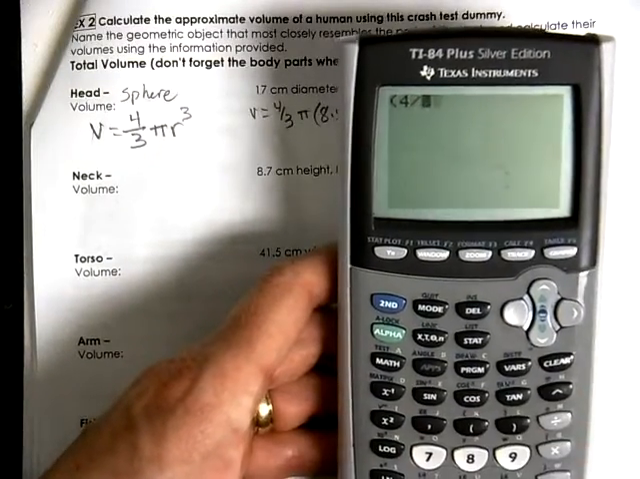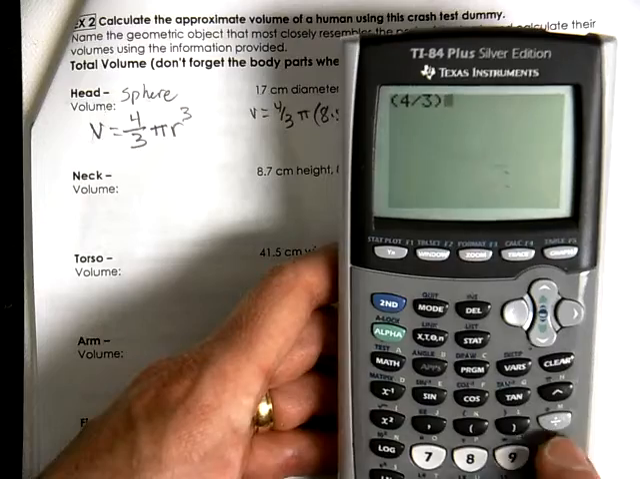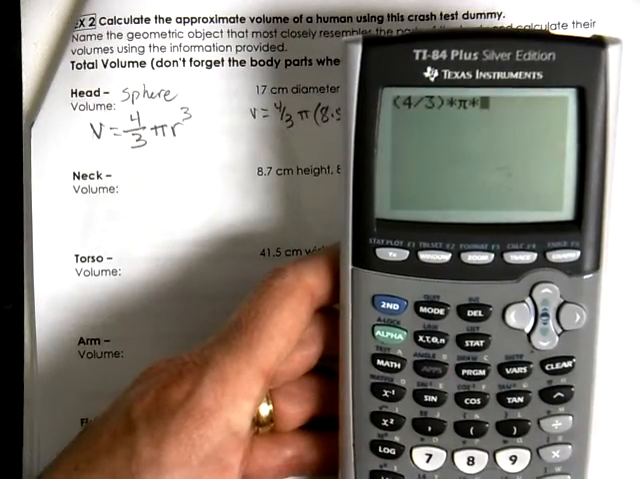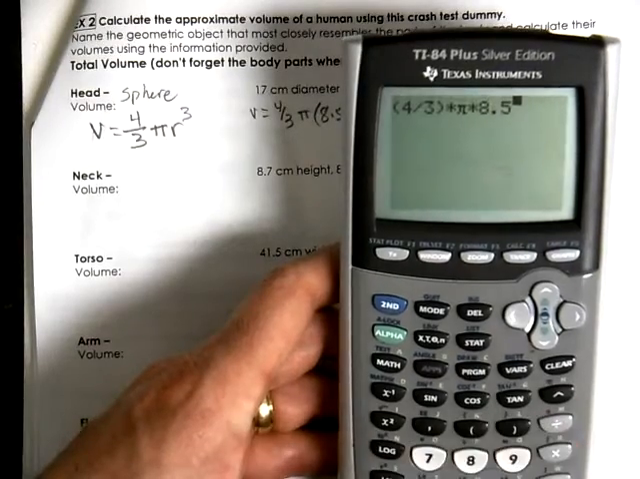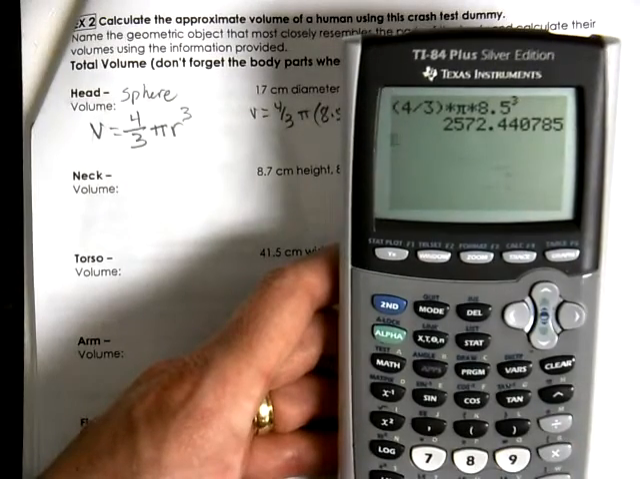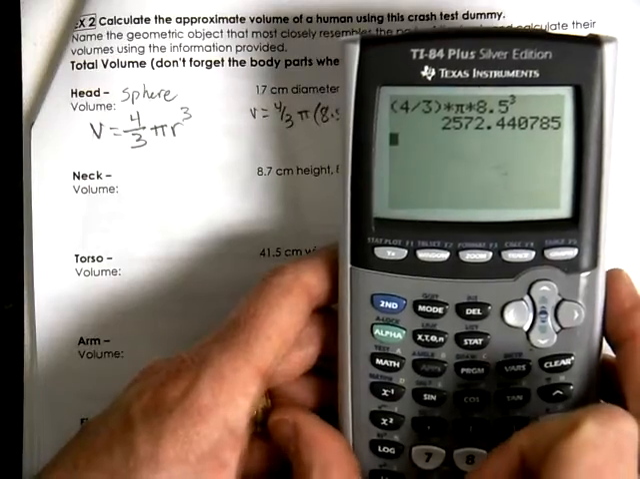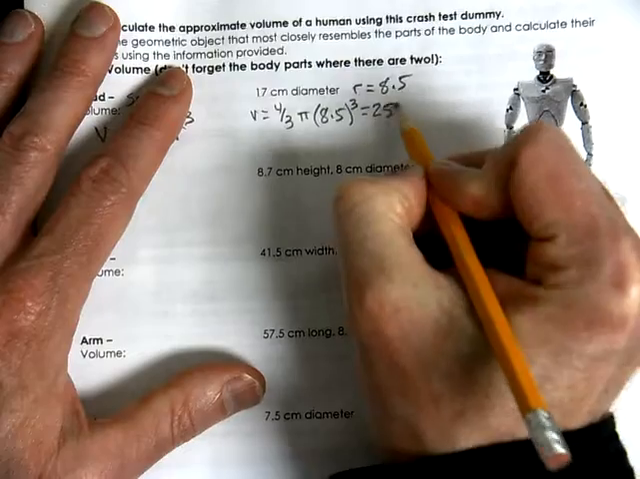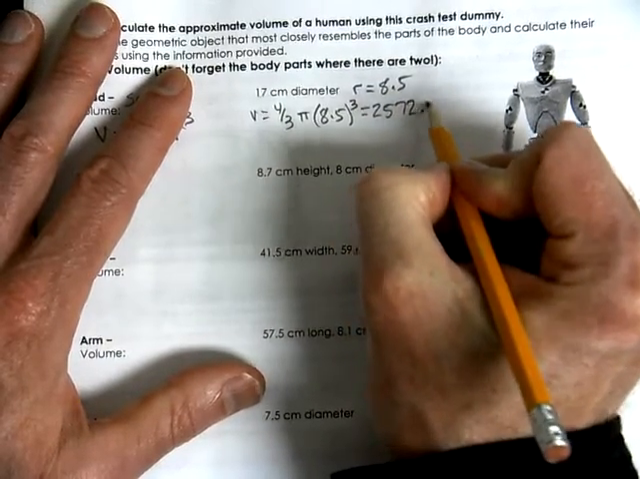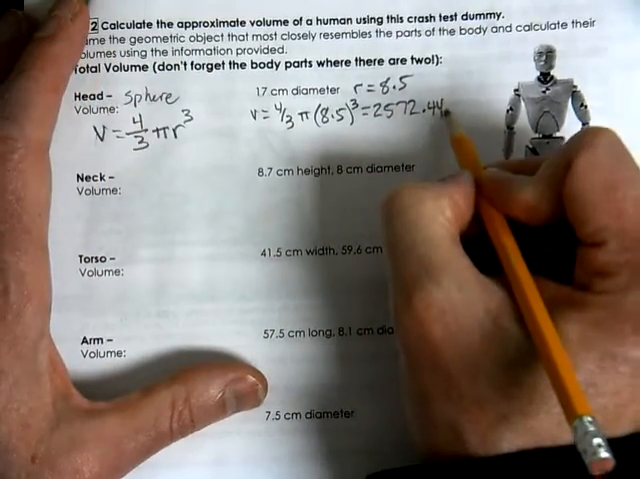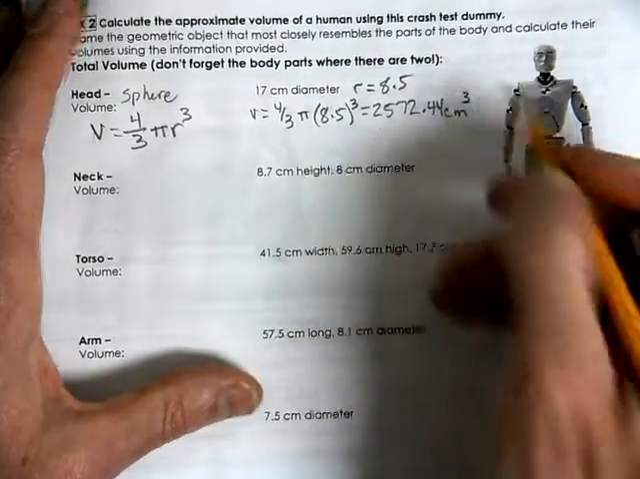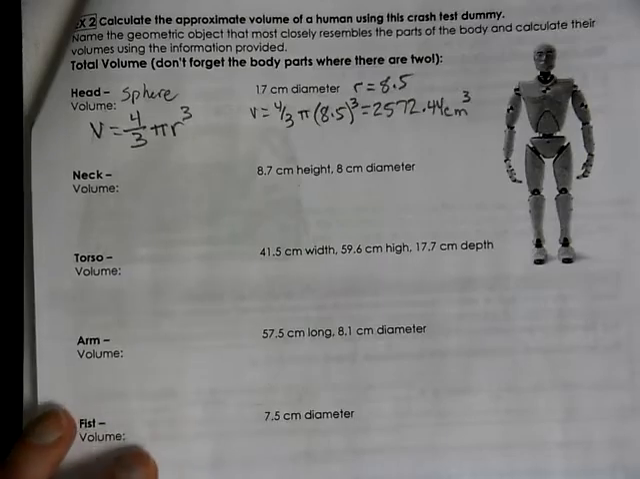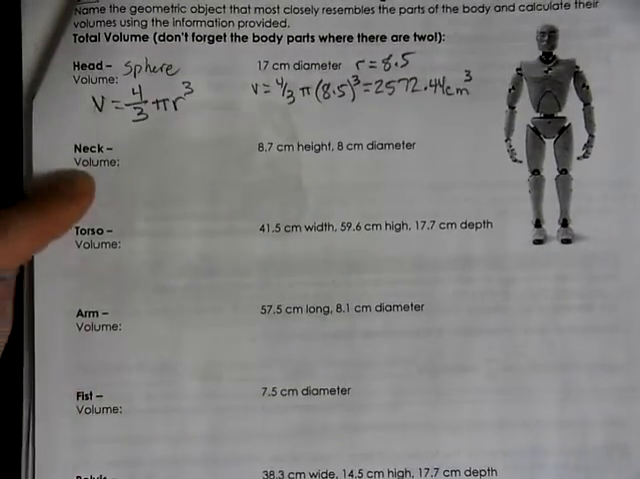So we have 4 divided by 3 times pi times 8.5 to the third power. And that gives us 2,572.44. These are centimeters cubed, so cubic centimeters. Then we look at the volume of the neck.